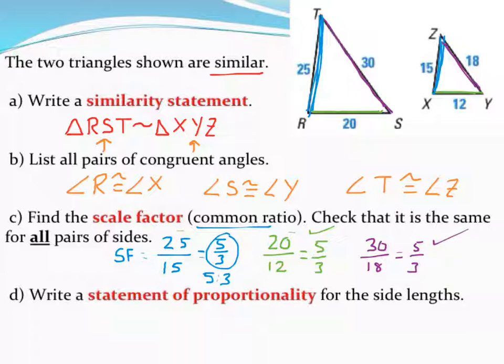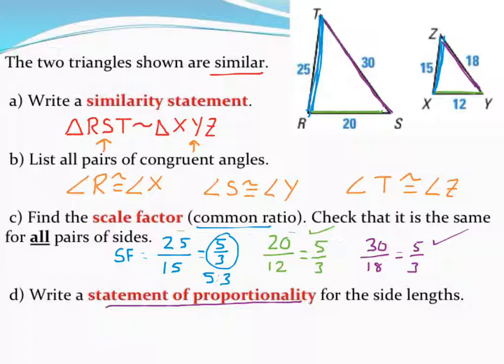The final piece of this is going to be to write a statement of proportionality for the sides. What this means is I'm not going to match up the sides as being congruent to each other like I did with the angles. They're not congruent. I can see the sides are not the same length, but they do have the same scale factor, the same ratio as I just found.